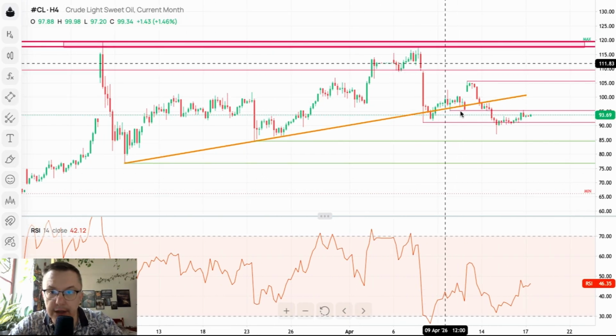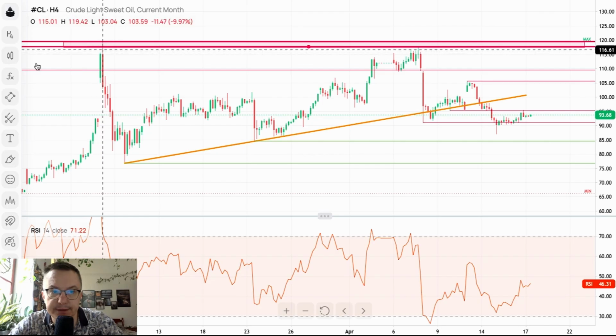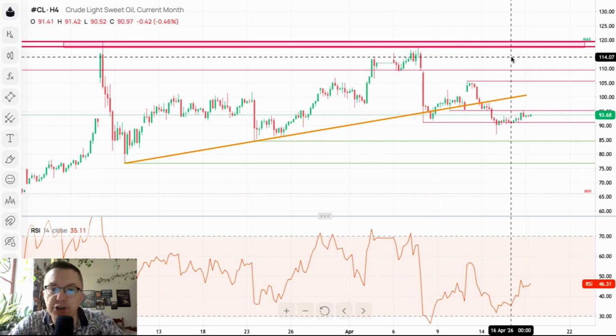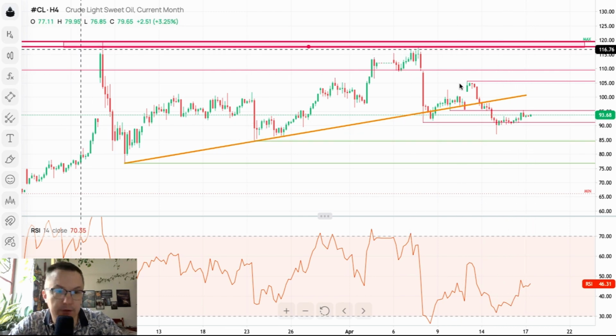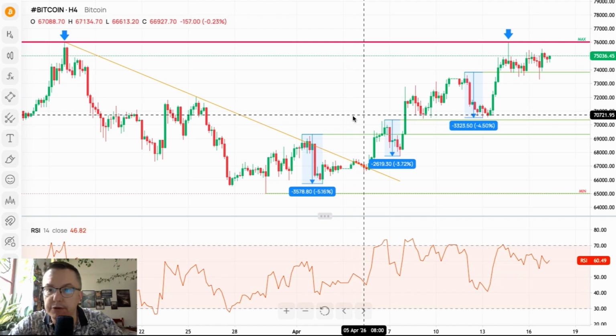In the long term or in the midterm, the level of 117.59, this is 1942, is the major supply zone, and only a breakout above this zone will be considered bullish, otherwise bearish.